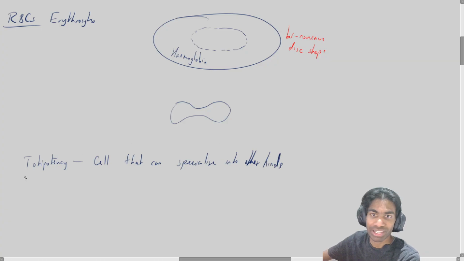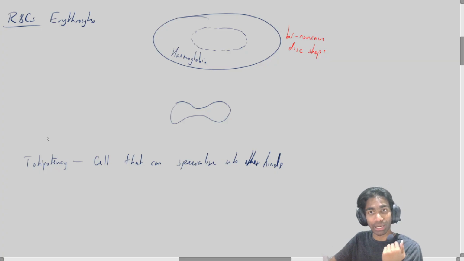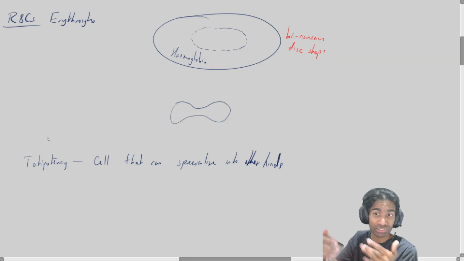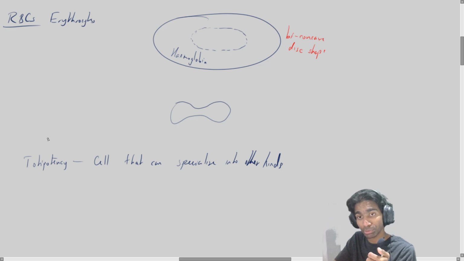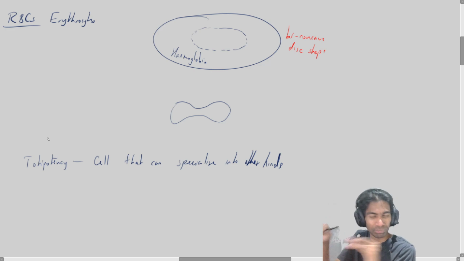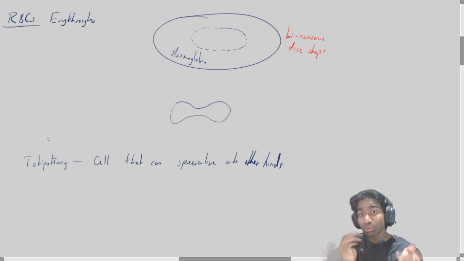Okay. Not every cell can. For example, with us, only our stem cells, which we call embryo cells, can be totipotent. Another word for totipotent is pluripotent. There's a slight difference between them. Totipotent just means it can divide into absolutely everything, whereas pluripotent means it can divide into some things.